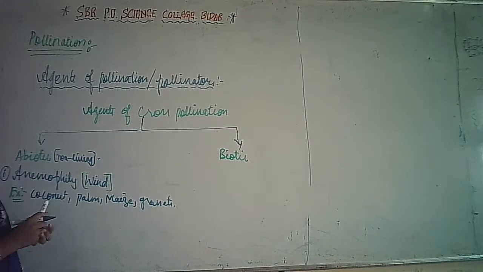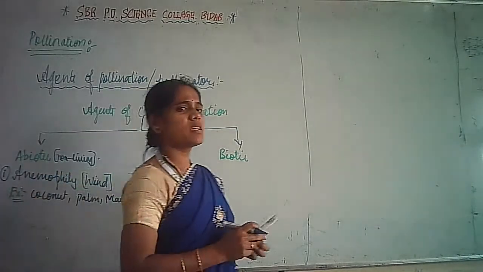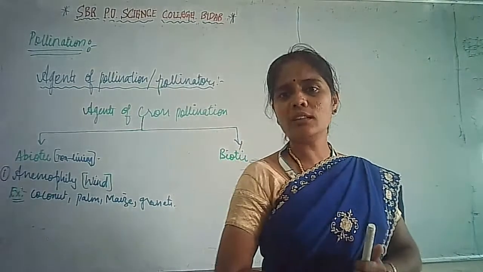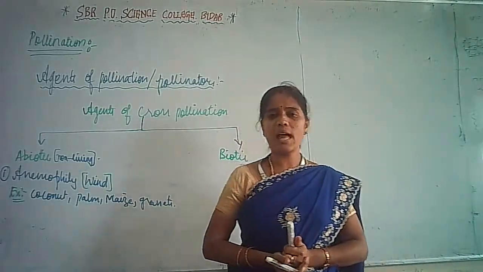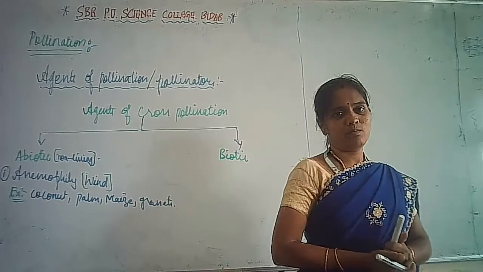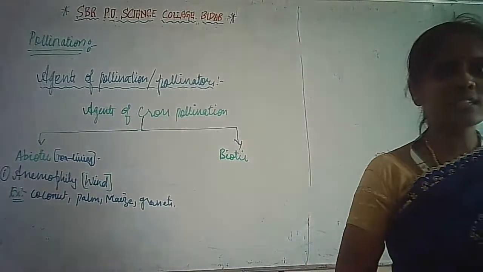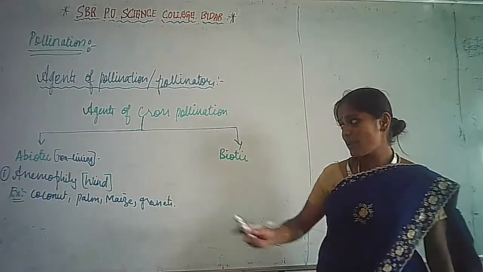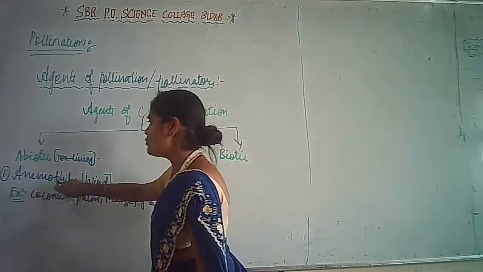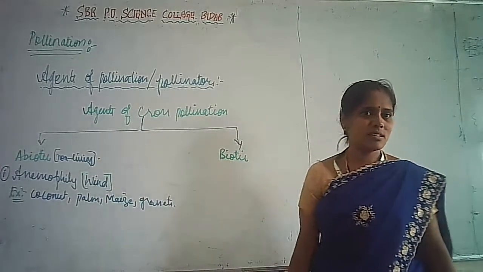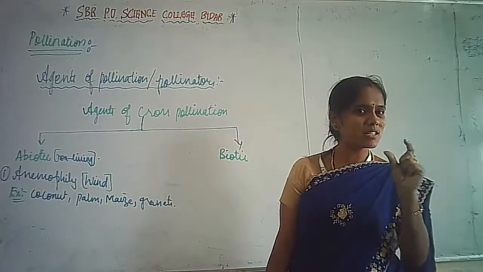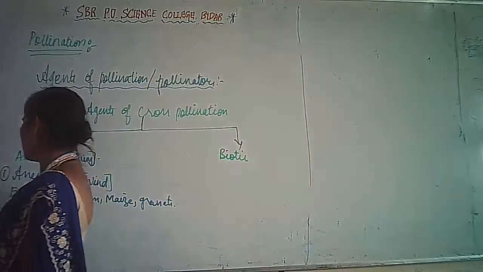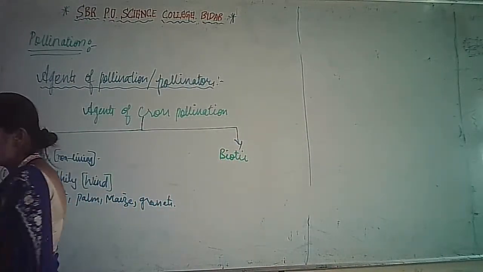I repeat here, the pollination. There are some plants in which the pollination, that is the transfer of pollen grains from anther to stigma, is taking place with the help of wind. Wind is the pollinating agent there. That type of plants where the pollination is taking place with the help of the wind are called anemophilic plants. The characteristics of anemophilic plants will be asked for 2 or 3 marks. I'll tell you what the characters are.